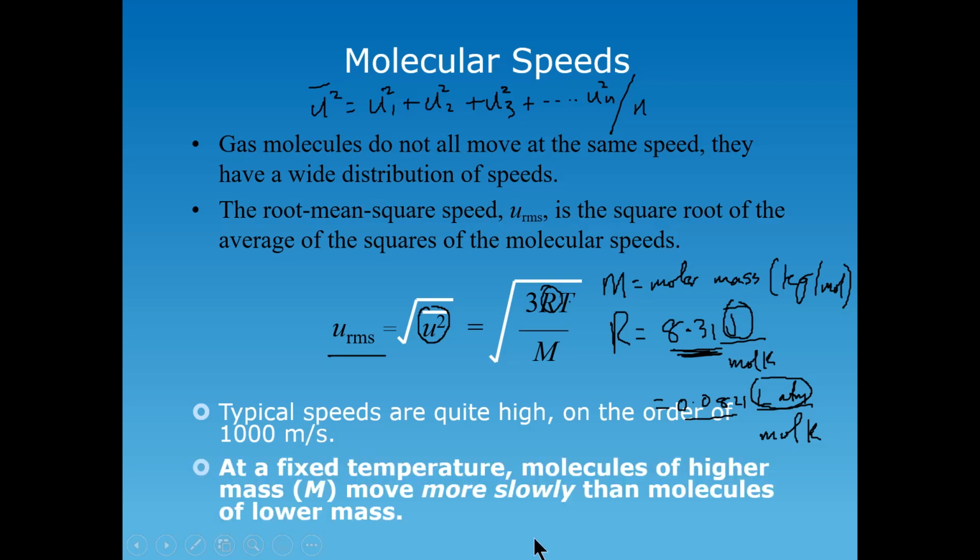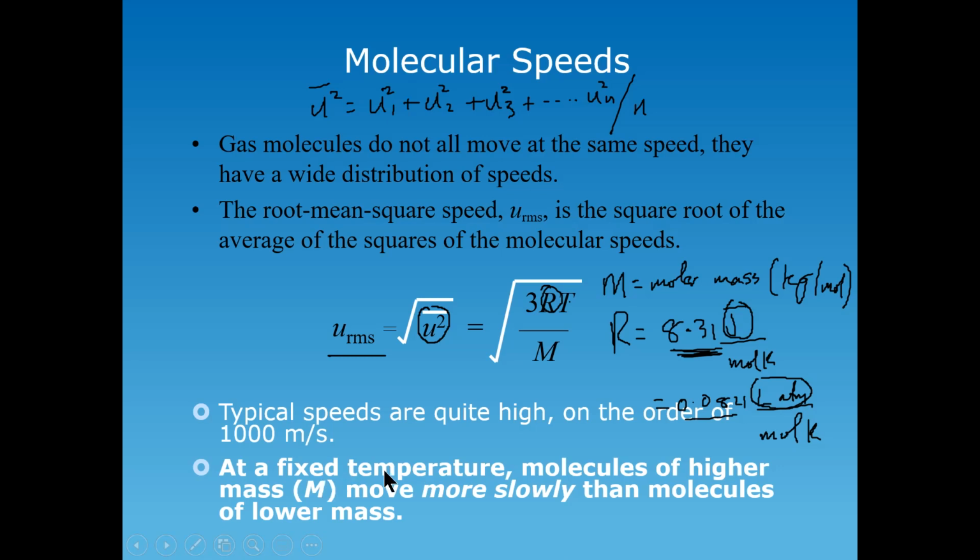The next statement here has to do with the relationship between the root mean squared speed and the molar mass. And if you look at this equation carefully, you'll see that the greater the molar mass of the molecules, the slower will be the root mean squared speed. So what that basically tells you is that the heavier molecules will move at a slower speed on average, provided that the temperature is the same, all right?